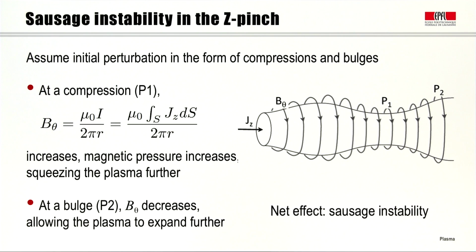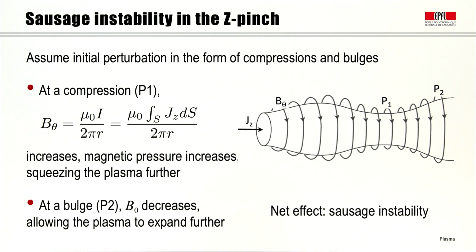The first example of instability is the sausage instability in the Z-pinch. Remember from the previous lecture, the Z-pinch is a confinement device where we have an axial current, Jz, and an azimuthal magnetic field, B theta. The equilibrium of the Z-pinch is described by the balance between the gradient in the plasma pressure P, the magnetic field pressure B squared theta over 2 mu naught, and the tension of the magnetic field lines being wrapped around the surface of the Z-pinch.